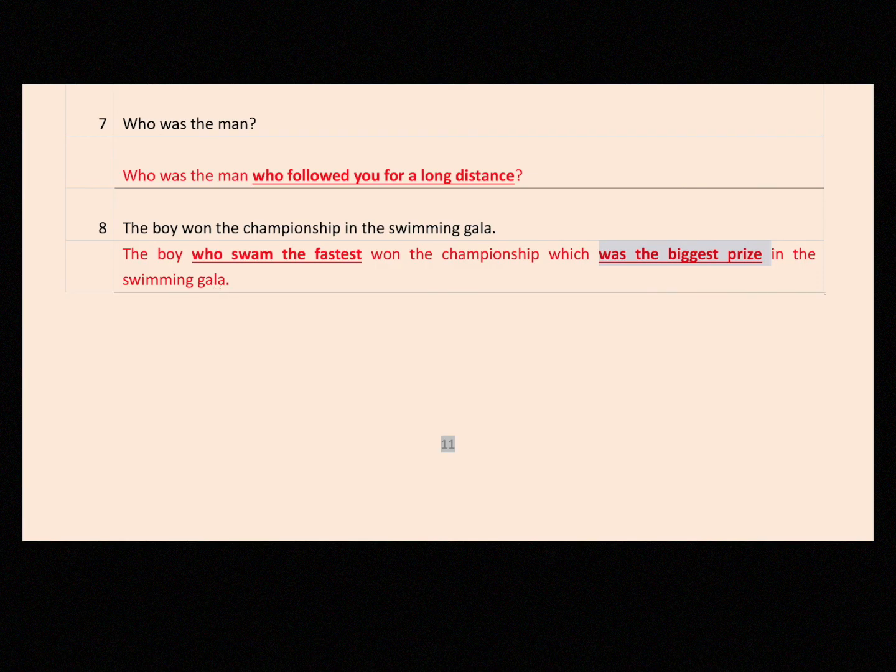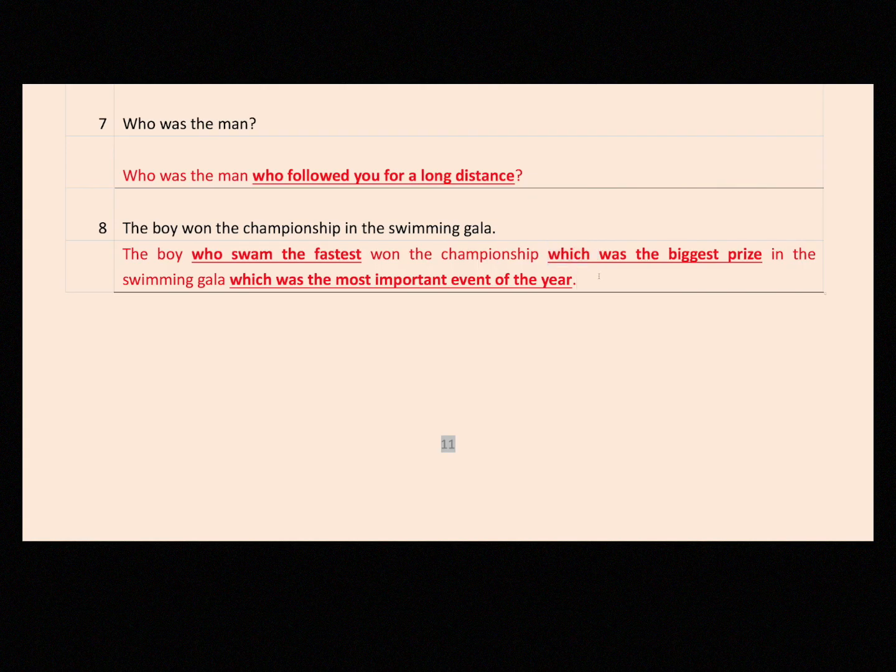the swimming gala. The swimming gala as the prepositional object, it can also be extended. It's like in the swimming gala. And then of course for swimming gala, it's a thing. So we will use which was the most important event of the year. Okay, also which here.